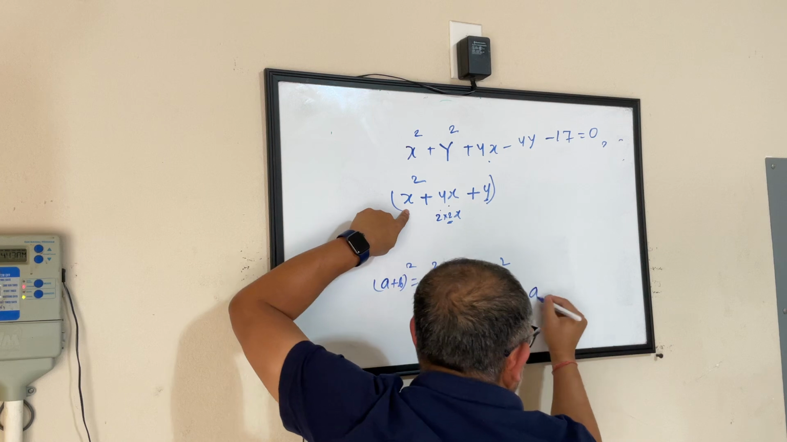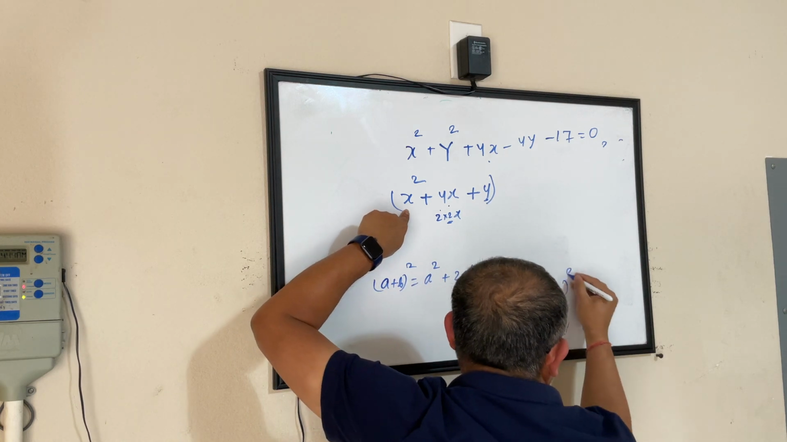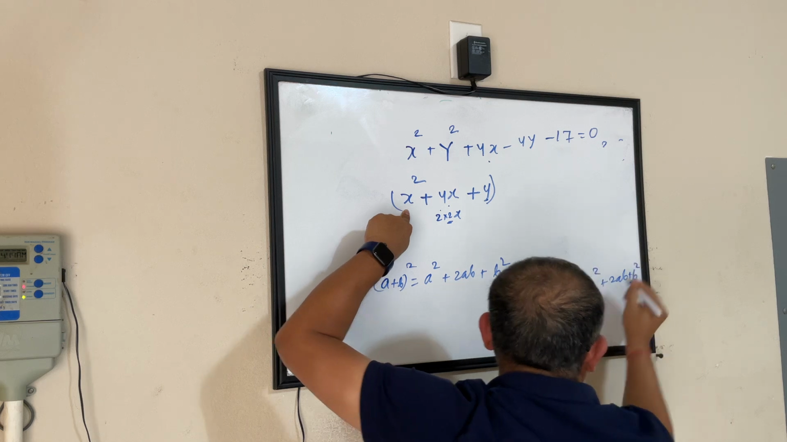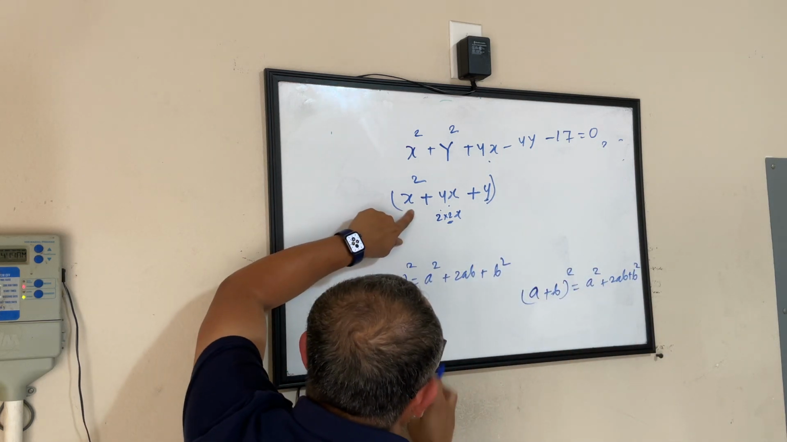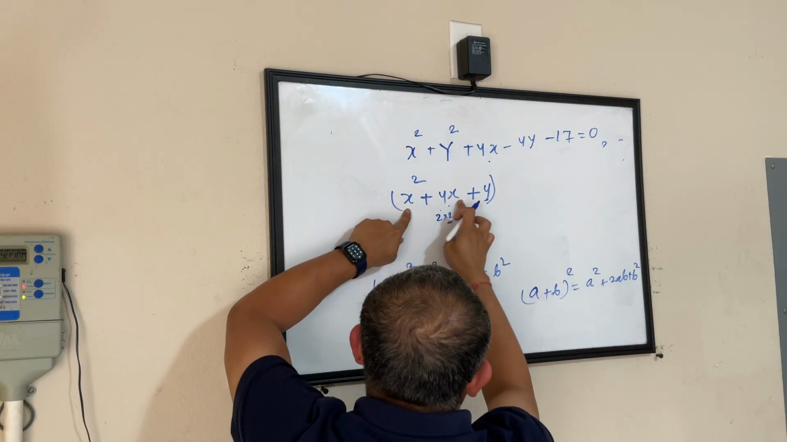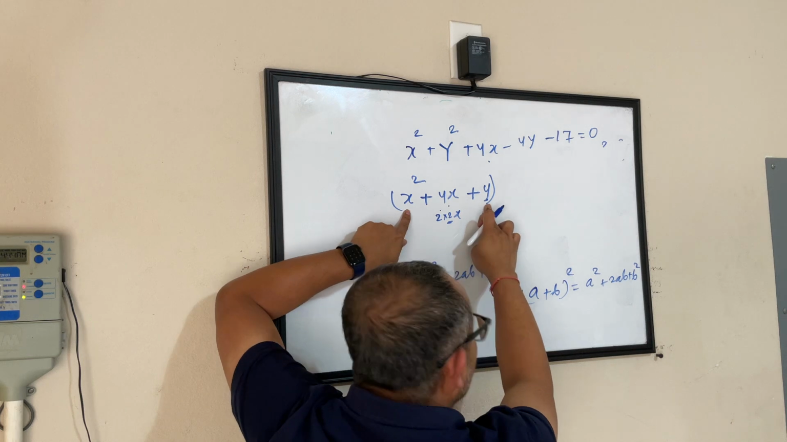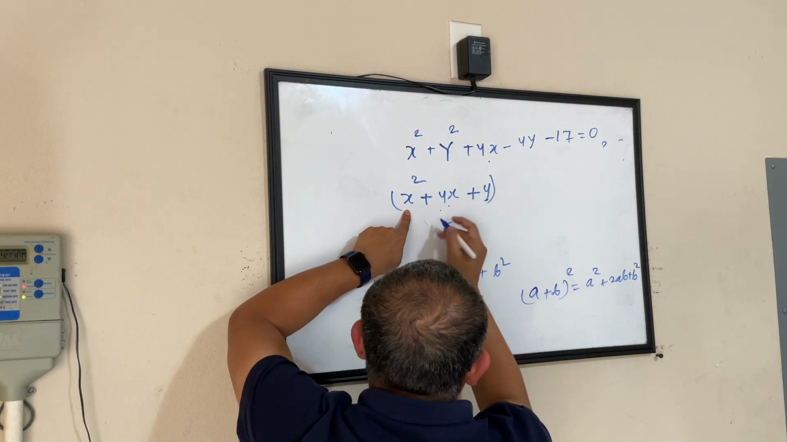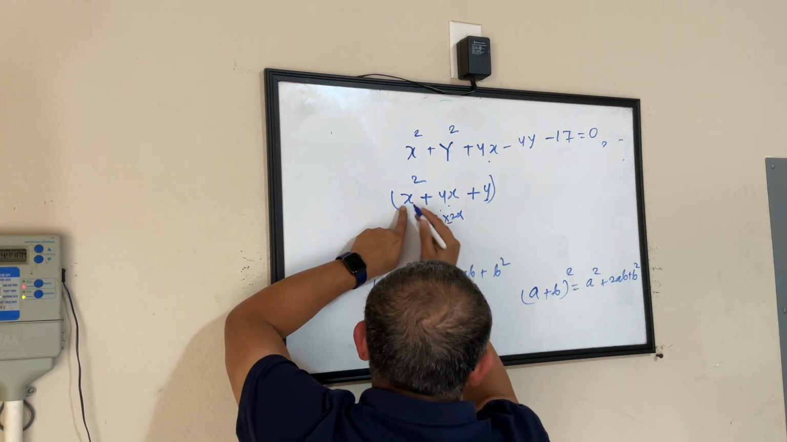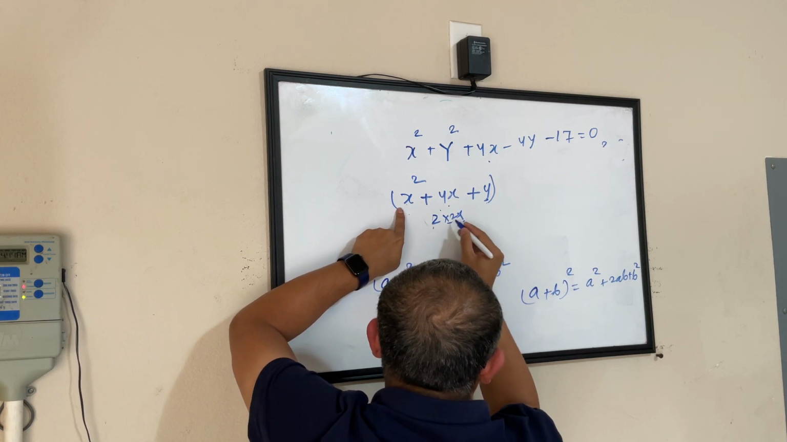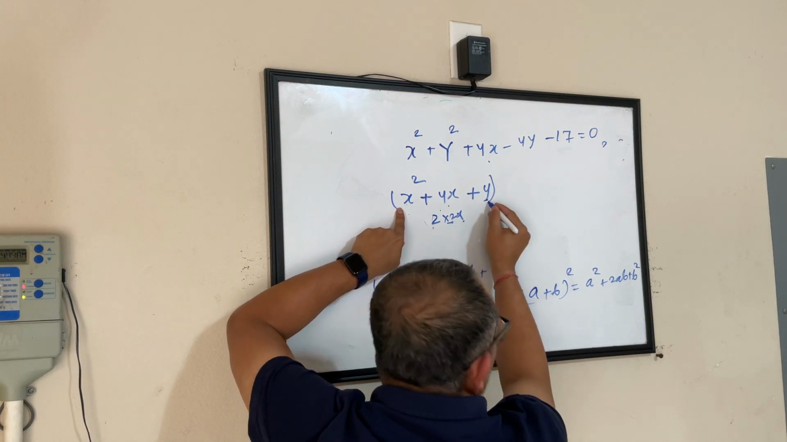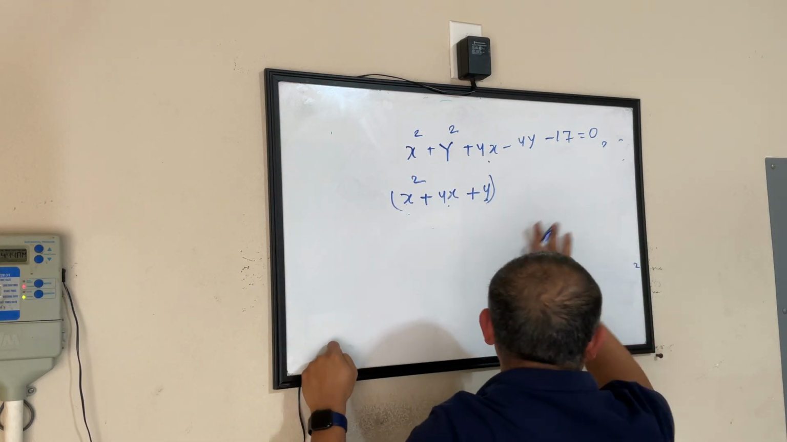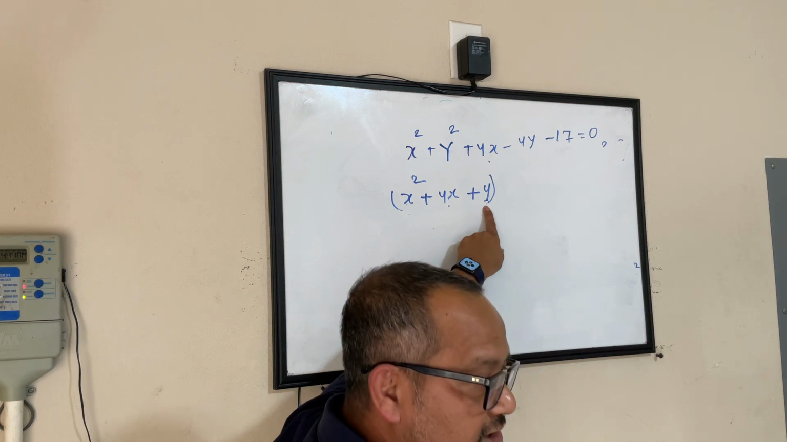Again, going back to this, (a plus b) whole square is what? a square plus 2ab plus b square. What I'm trying to see is what form I can convert this into. x square plus 4x plus 4, because 4x is nothing but 2 into 2x. So 2ab, and this is my b square. So we got this one. Okay, we have put this one here.